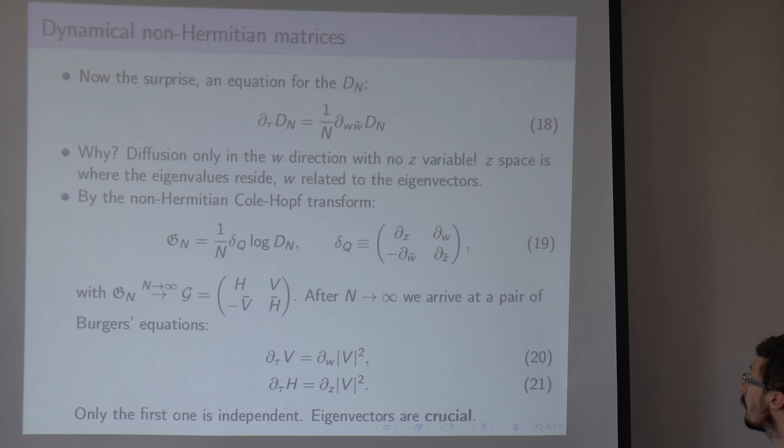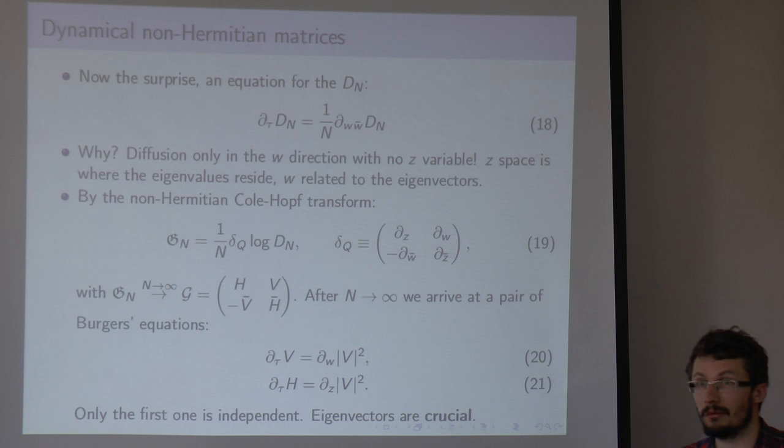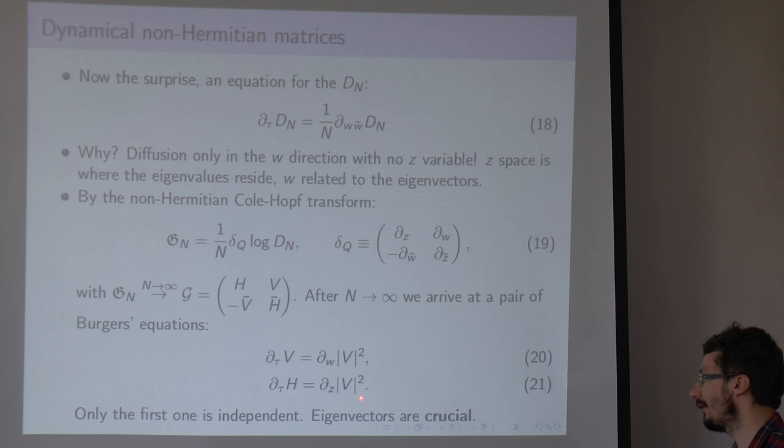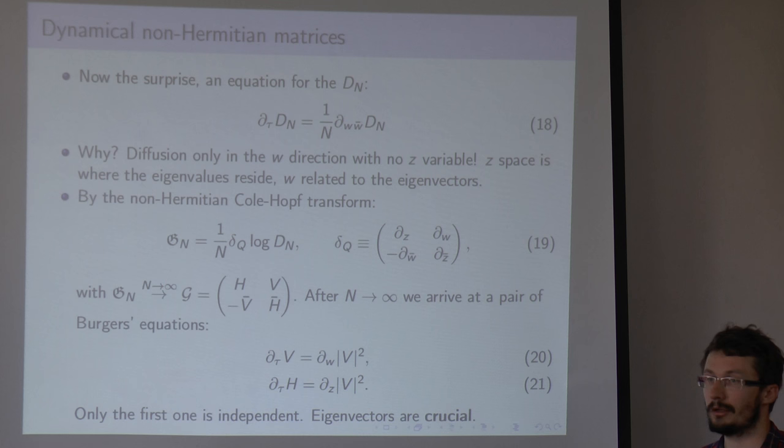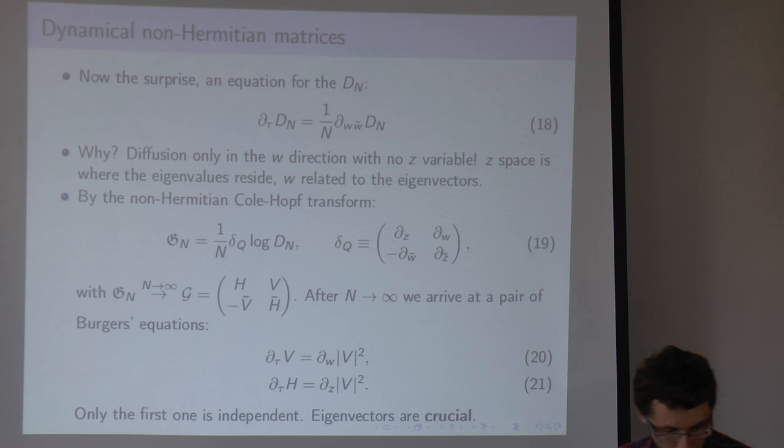But okay, so again we do the large N limit. We arrive at these equations, and as we probably see from this, the only interesting equation is this one. Why? Because if you want to find a solution to these two equations, first we need to solve this and plug it in here to solve the second one. If we remember, V was related to the eigenvector correlator, and H was related to the spectral density. So from our point of view, the eigenvector correlator is primary and the spectral density is secondary. That's why I wanted to say that eigenvectors are crucial.